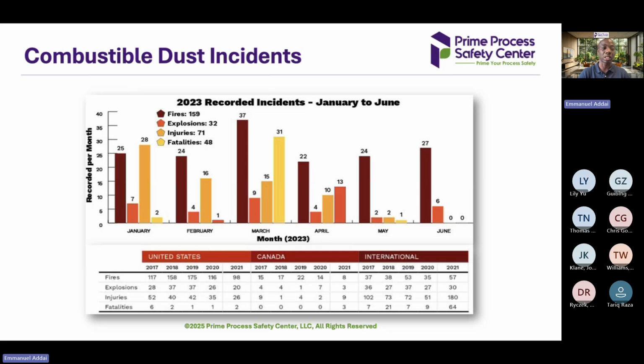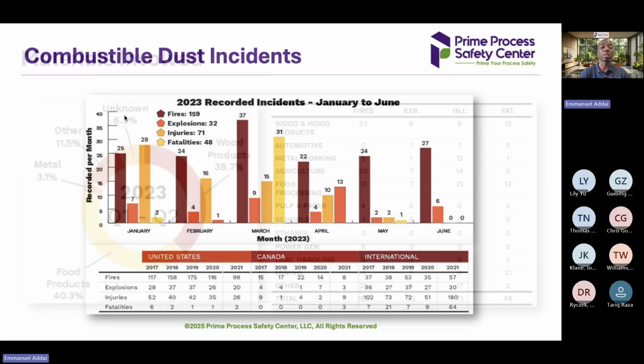If you look at the international level, you can see from only the first half of 2023, dust explosion or dust fire, 159, and also dust explosion, which is 32, and number of injured, 71, fatalities 48, only the first half of 2023. That means these incidents actually keep disturbing the various industries that handle various combustible dust.